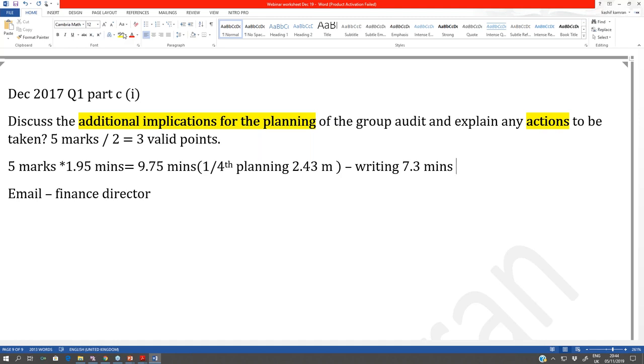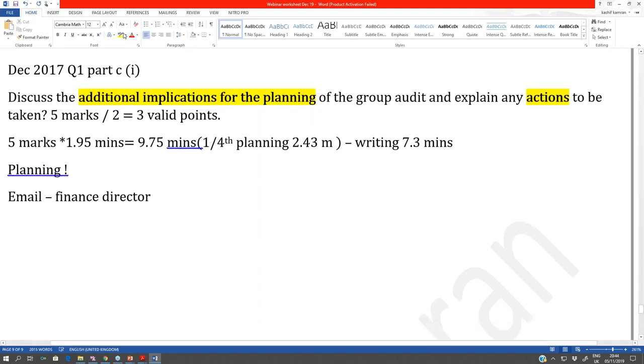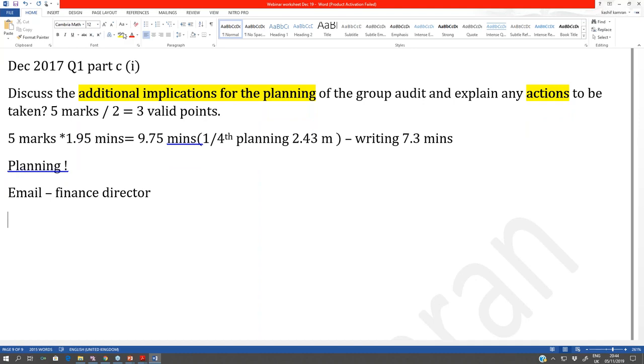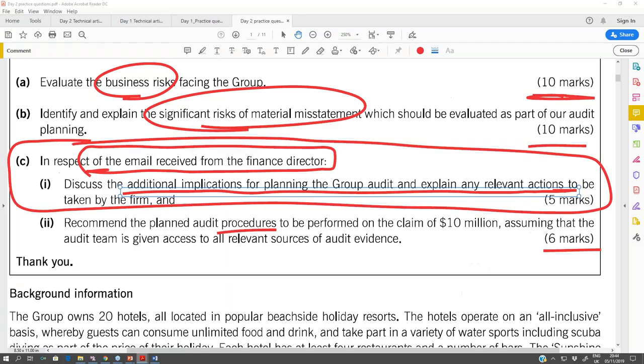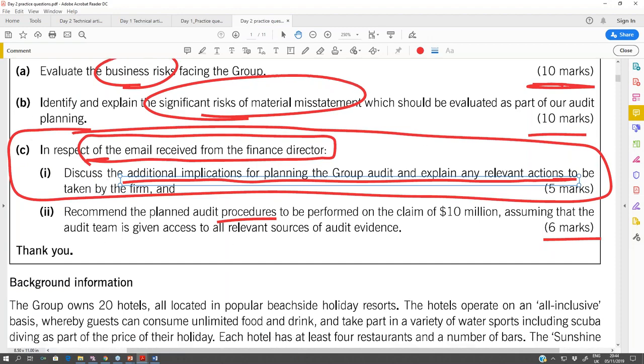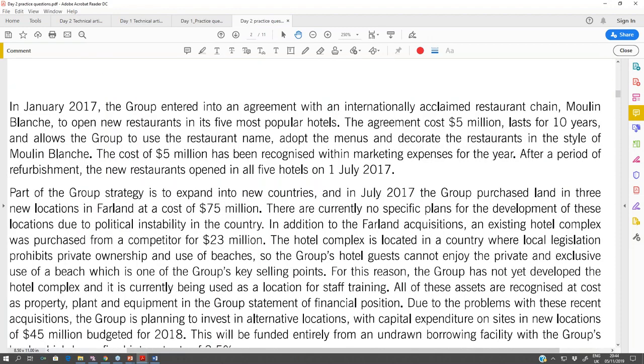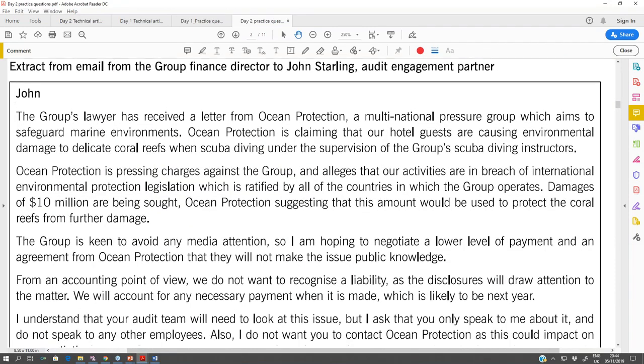Now let's see what's in the email of the director and what can we do in terms of planning. So let's first do the planning from the email of the finance director. We need to discuss the implications for planning, right? So let's see what's so special in the email which will be affecting our planning and the actions to be taken. Okay, let's go down, read the email. Here is the email in front of your screen. Extract from the email from the group finance director to John, the partner. Let's see what the director has emailed to the partner.